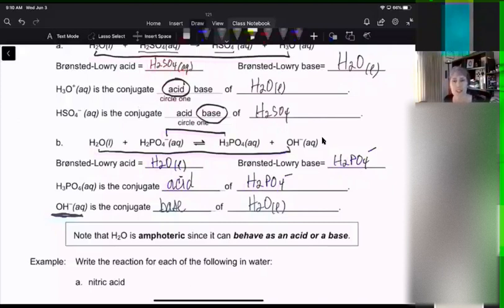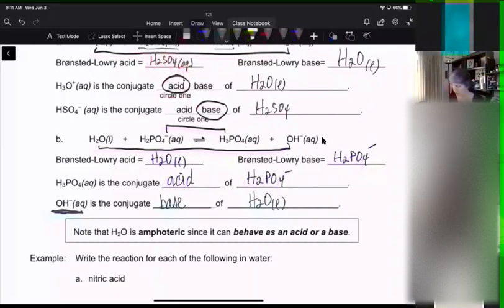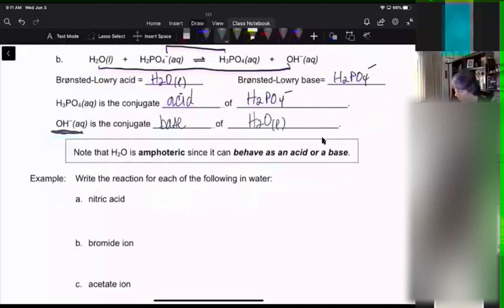So we're going to use this idea of transferring a proton, and then we're going to use the idea of strong and weak for the arrow type to write the reaction for each of these things in water. So we need our list of strong or not for the arrow, and we need our Bronsted-Lowry definition to transfer the proton. Transfer the H plus.